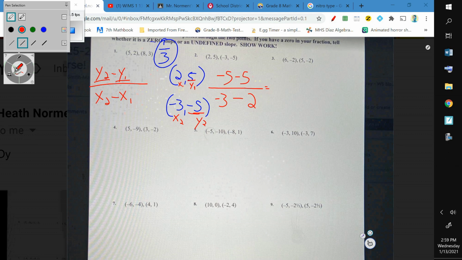Now I just solved this. In my calculator, negative 5 minus 5 is negative 10. Negative 3 minus 2, my calculator says negative 5. Now, can I simplify this? If you have good math sense, you'll realize that you can simplify it, and also a negative divided by a negative is a positive always. So this is the exact same value as this. And 10 divided by 5 is what? That's a 2. So my slope for number 2 is 2.